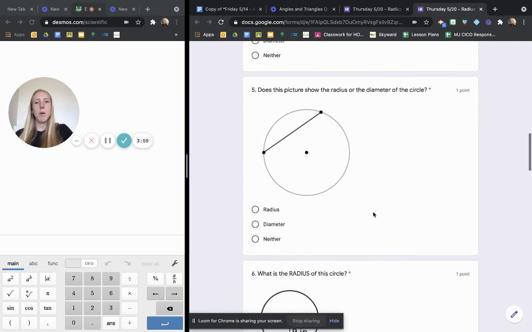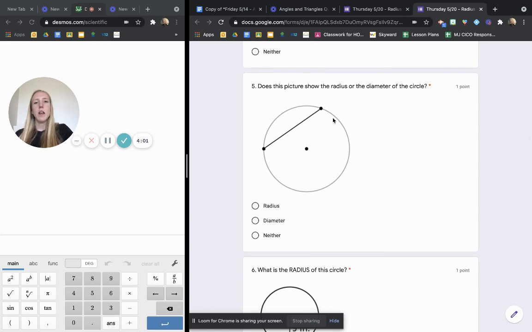All right, number 5. So I've got a line here and it kind of goes all the way across, but something really important is missing here. It does not go through the center. It's just a random line on this circle. It does not go all the way across. So this is not a radius or a diameter. This is neither radius nor diameter, so it's neither.